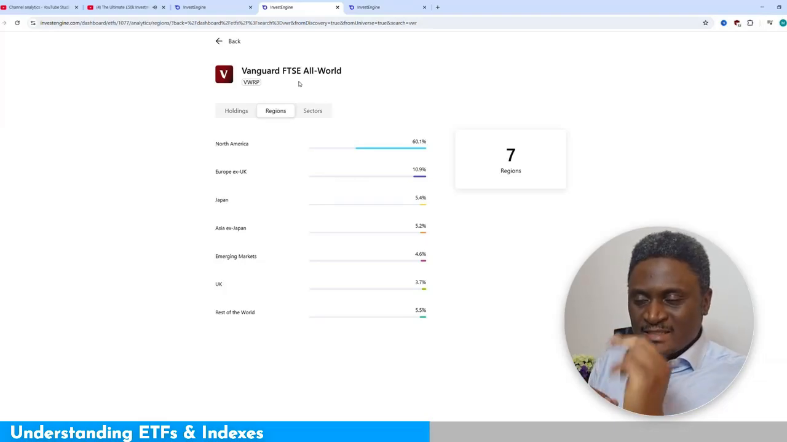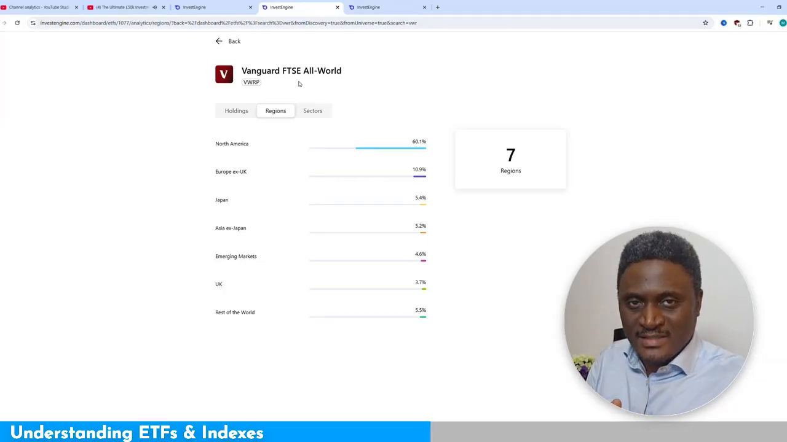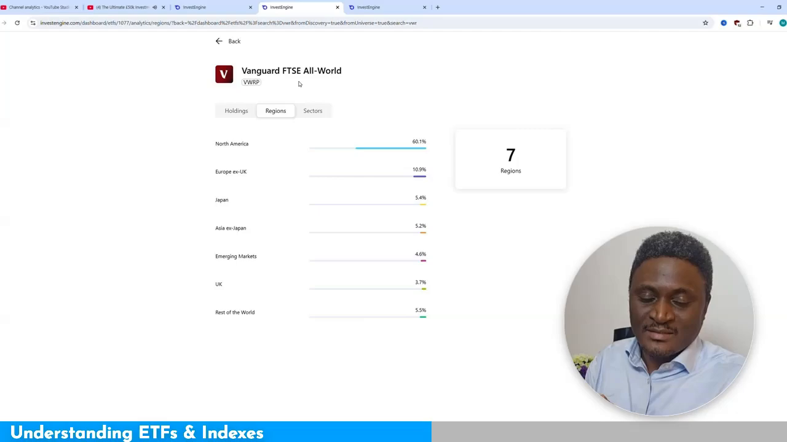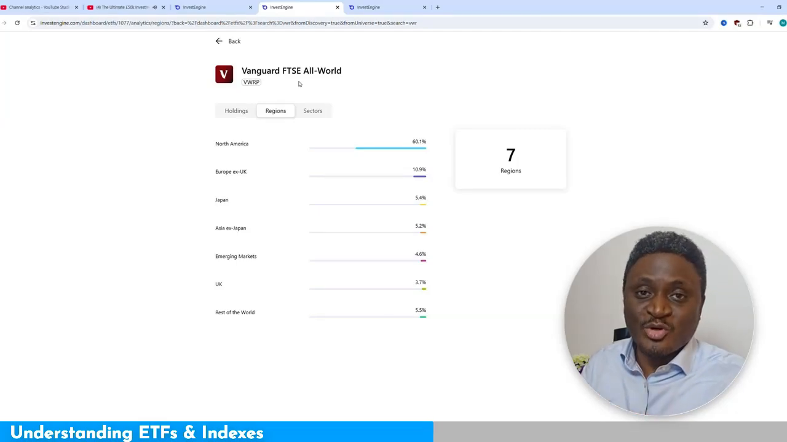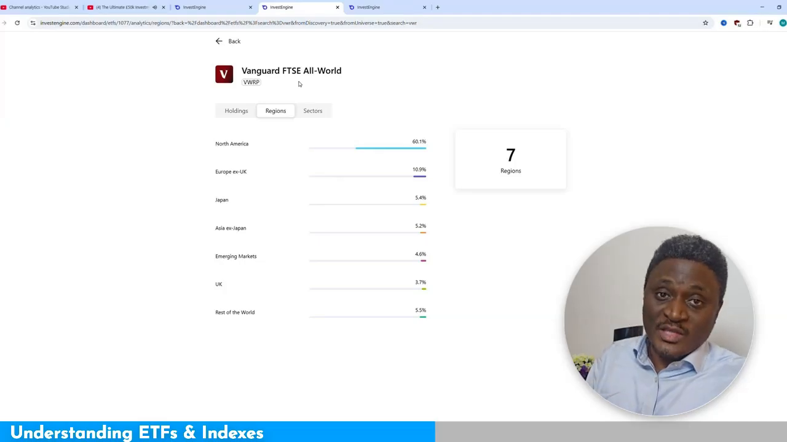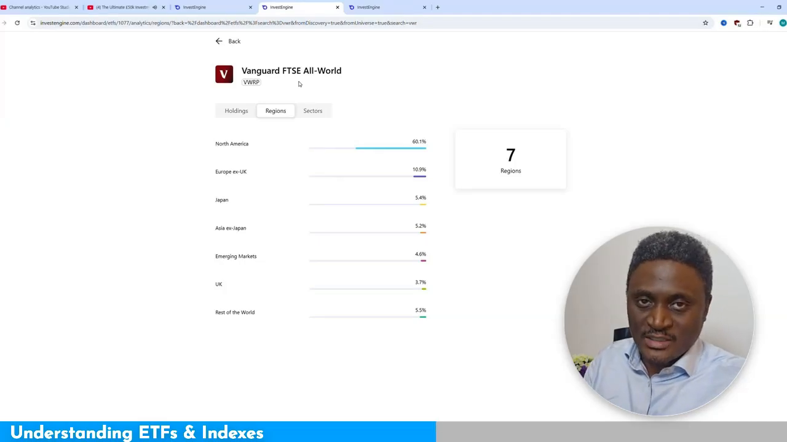Within that index, each of those companies is given a weighting, usually determined by the market capitalization, basically how much money has been invested into the company. Some indexes use other weights, but in most cases it's usually the market capitalization that they use for the weights.